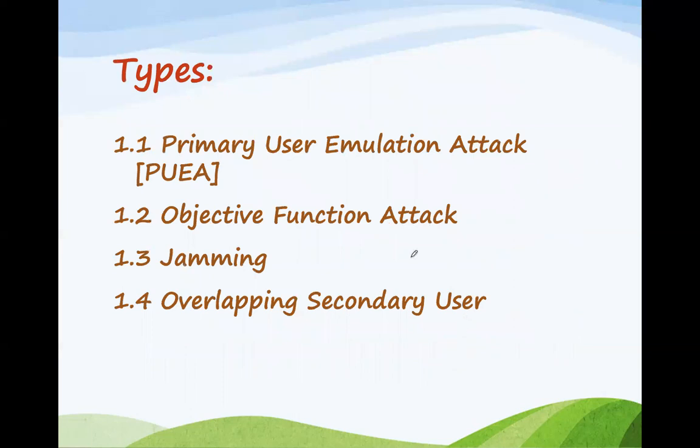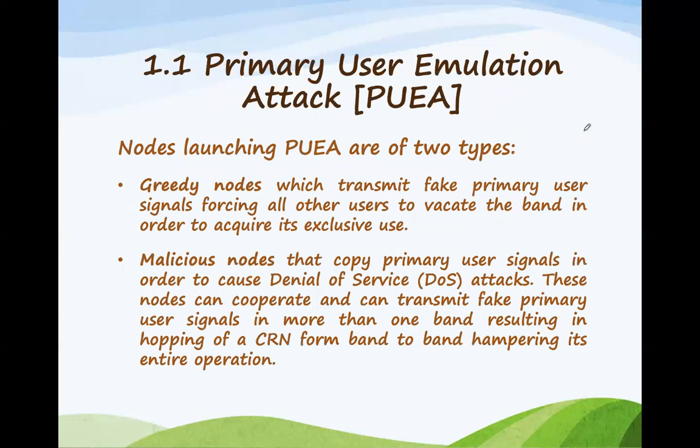In the case of physical layer attack, the most important one is the primary user emulation attack. We are going to discuss the primary user emulation attack. In a primary user emulation attack, the attacker will emulate the primary user. That is, it will act as if the attacker itself is the primary user and try to occupy all the nodes. This is the basic concept behind the primary user emulation attack. The attacker will act as if he is the primary user.